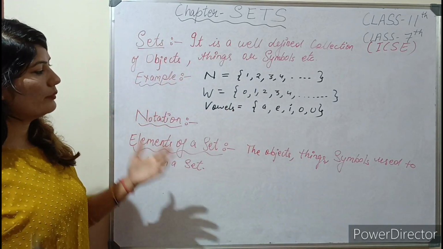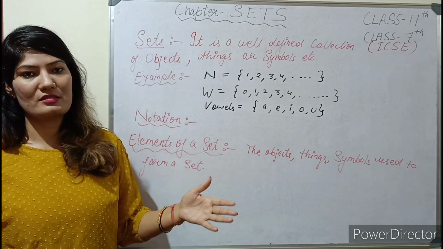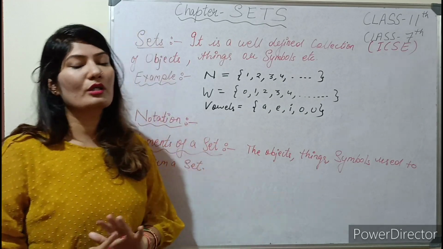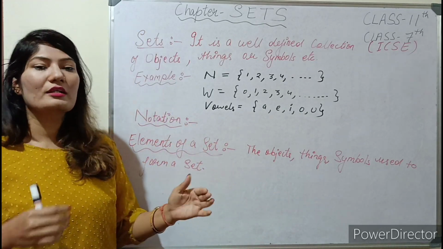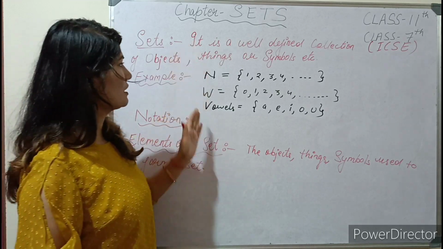Now, if I take one more example, the collection of the intelligent students of the class. In this case, the collection of the intelligent students will not form a set, because here the answer will differ from individual to individual. So this was about sets.